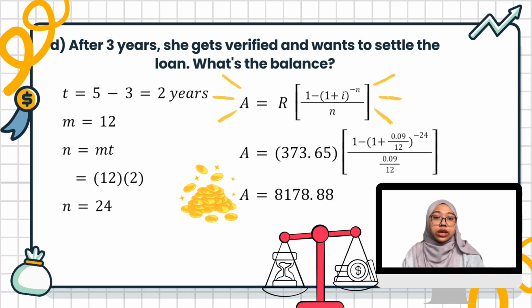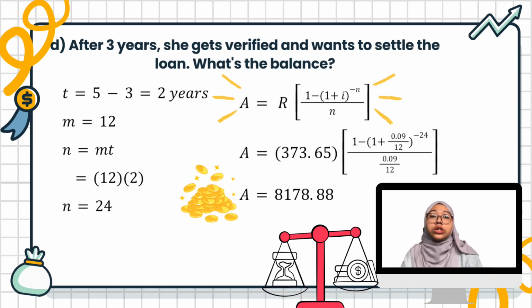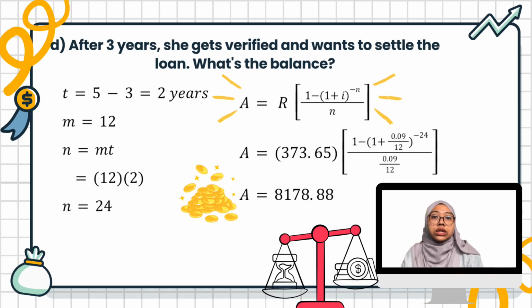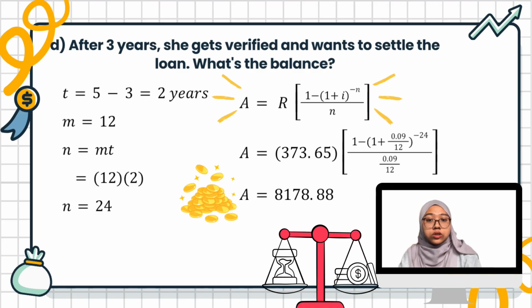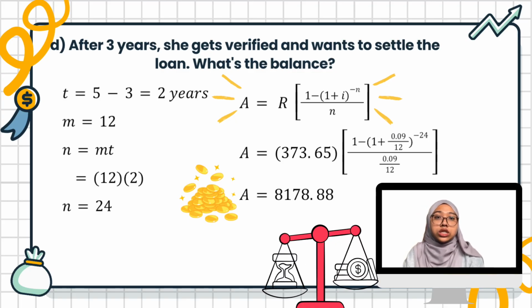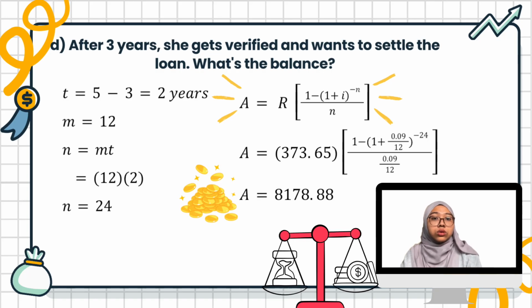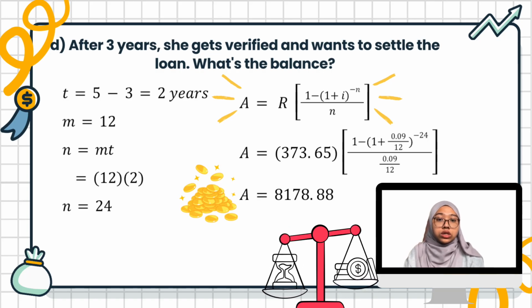Say it gets verified and she wants to settle her loan. So we need to know her current balance. 3 years have gone and now only 2 years are left. Next, she still needs to pay her loan monthly, so M equals 12. And we need to find her new N, which is how many more payments she needs to make in 2 years. So N equals MT, where M equals 12 and T equals 2 years. So 24 more payments she needs to make in 2 years.